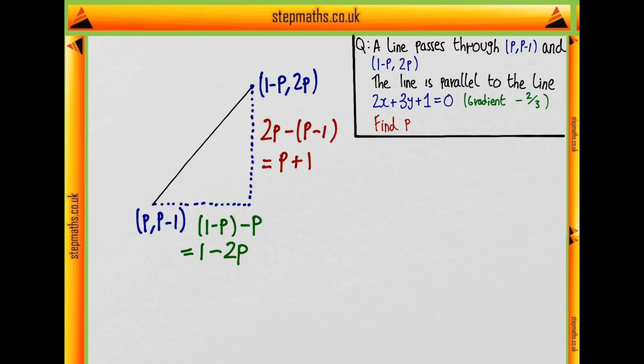And note the thing that mattered here was always starting with this minus this and never swapping the order. So we didn't do this minus this over this minus this, because that would mess it up. We've got to be consistent. So this is why we drew the diagram. But we've got a change in y over the change in x, and so we know my gradient is p plus 1 over 1 minus 2p. So we've got both the gradients of these, and we're almost there.